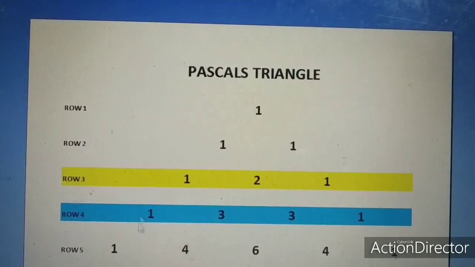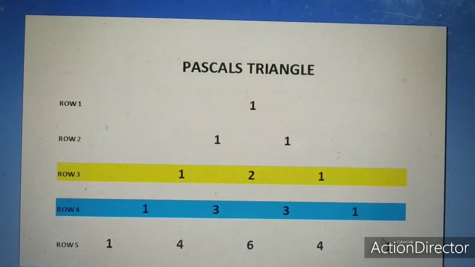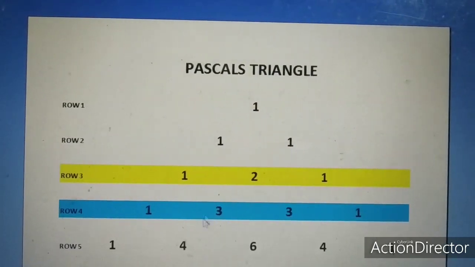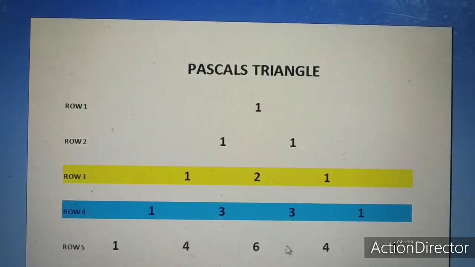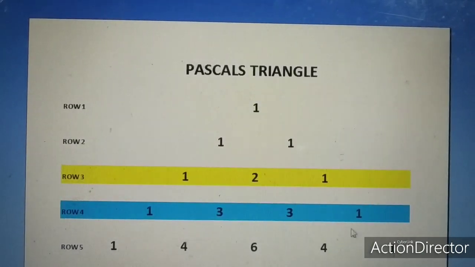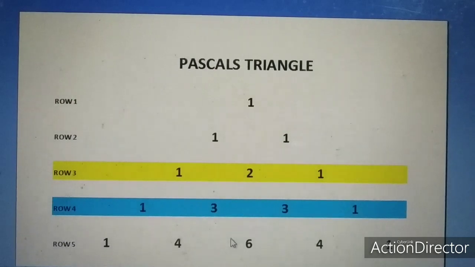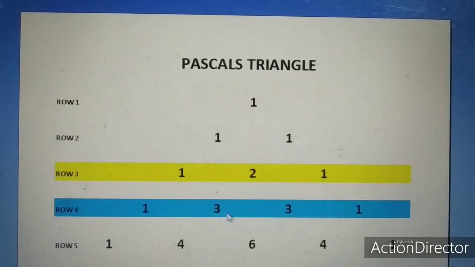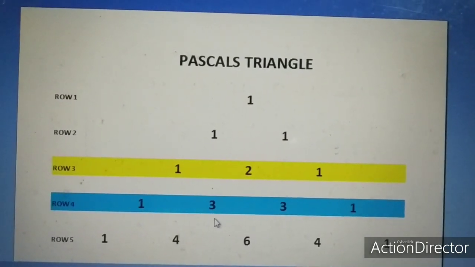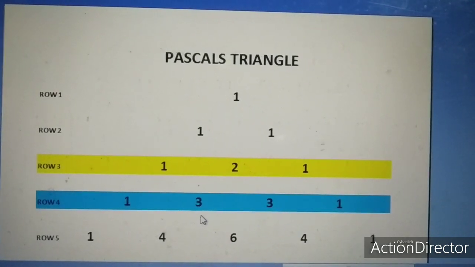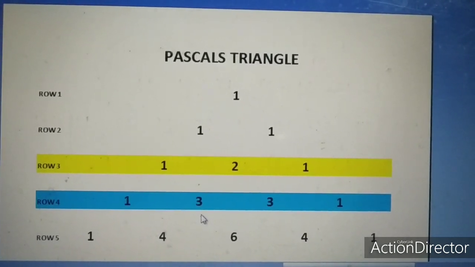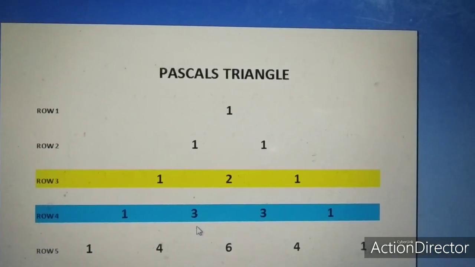Row 5, here first number is 1, last number is 1 and the middle numbers are 1 plus 3 is 4, 3 plus 3 is 6 and 3 plus 1 is 4. So this process goes on. You can write any number of rows over here by following the same process. So let me explain now how it will be useful in remembering the algebraic identities.